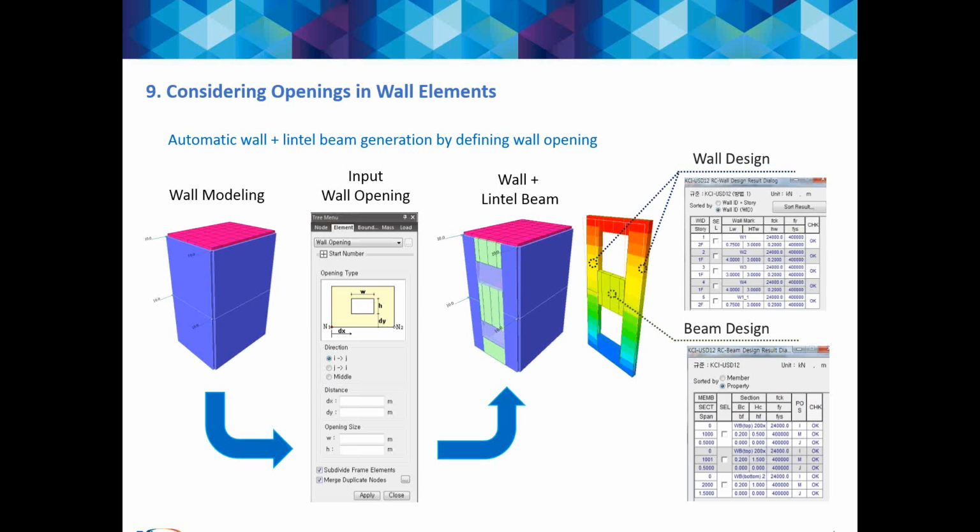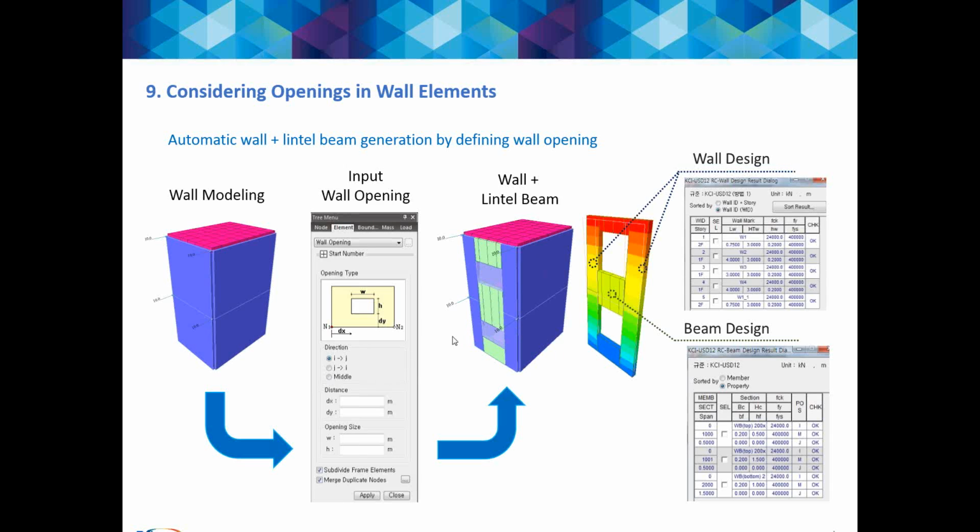How to consider it? If we specify the wall opening, just like in this dialog box, then the program will divide the wall element, and then lintel beams will be automatically entered. And their connectivity will also be considered.